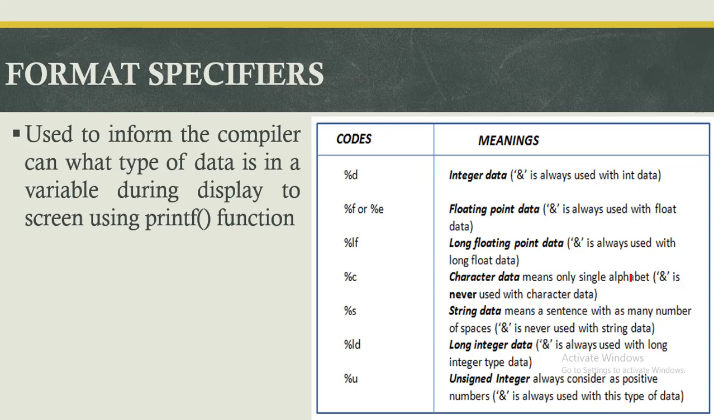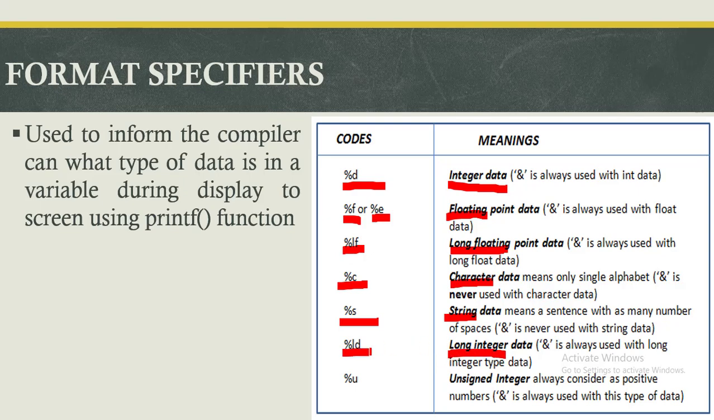Different data types have different format specifiers. For example, if you need to display an integer value, you have to use the format specifier %d. If you need to display a floating point value, use %f or %e. If you're using a long float, use %lf. If it's character data, use %c. If it's a set of characters, use %s. If it's a long integer, you can use %ld. If it's an unsigned integer, which means you're always dealing with a positive value, you can use %u.